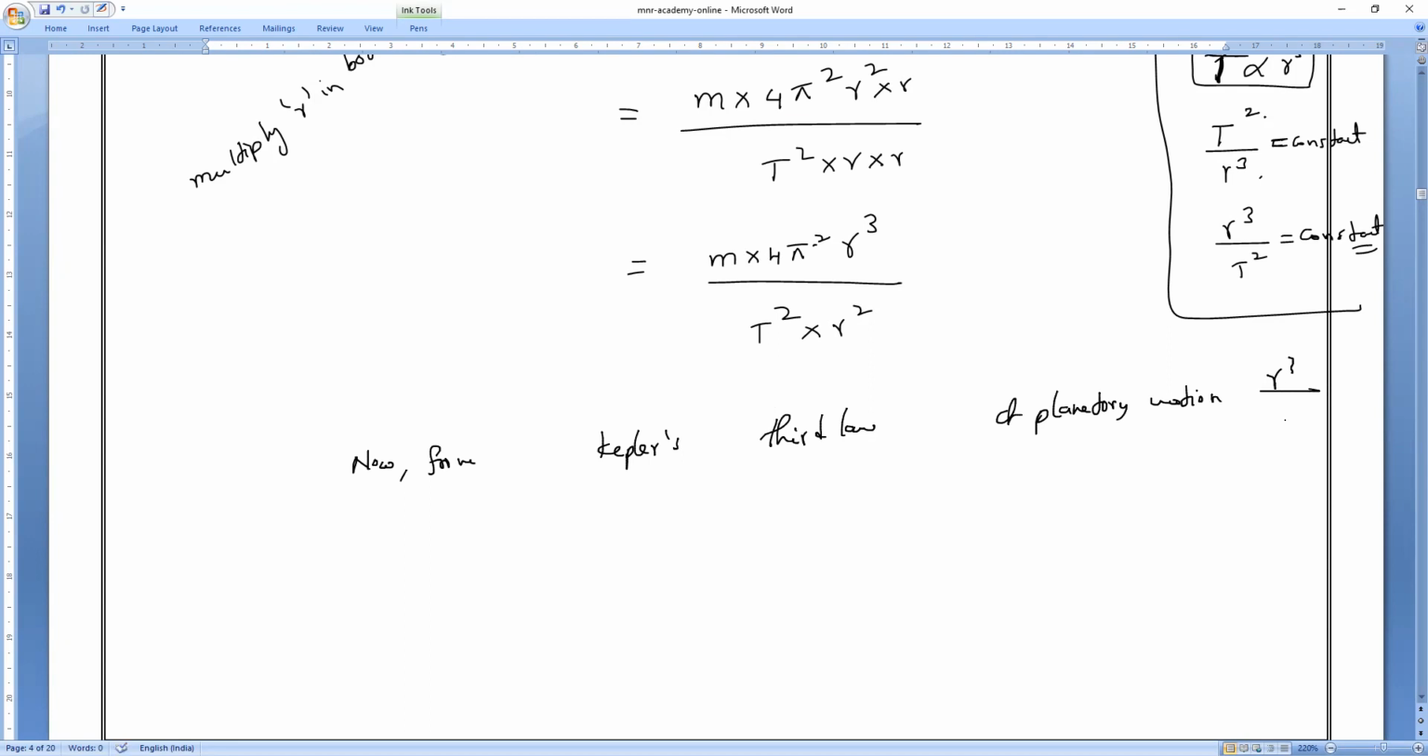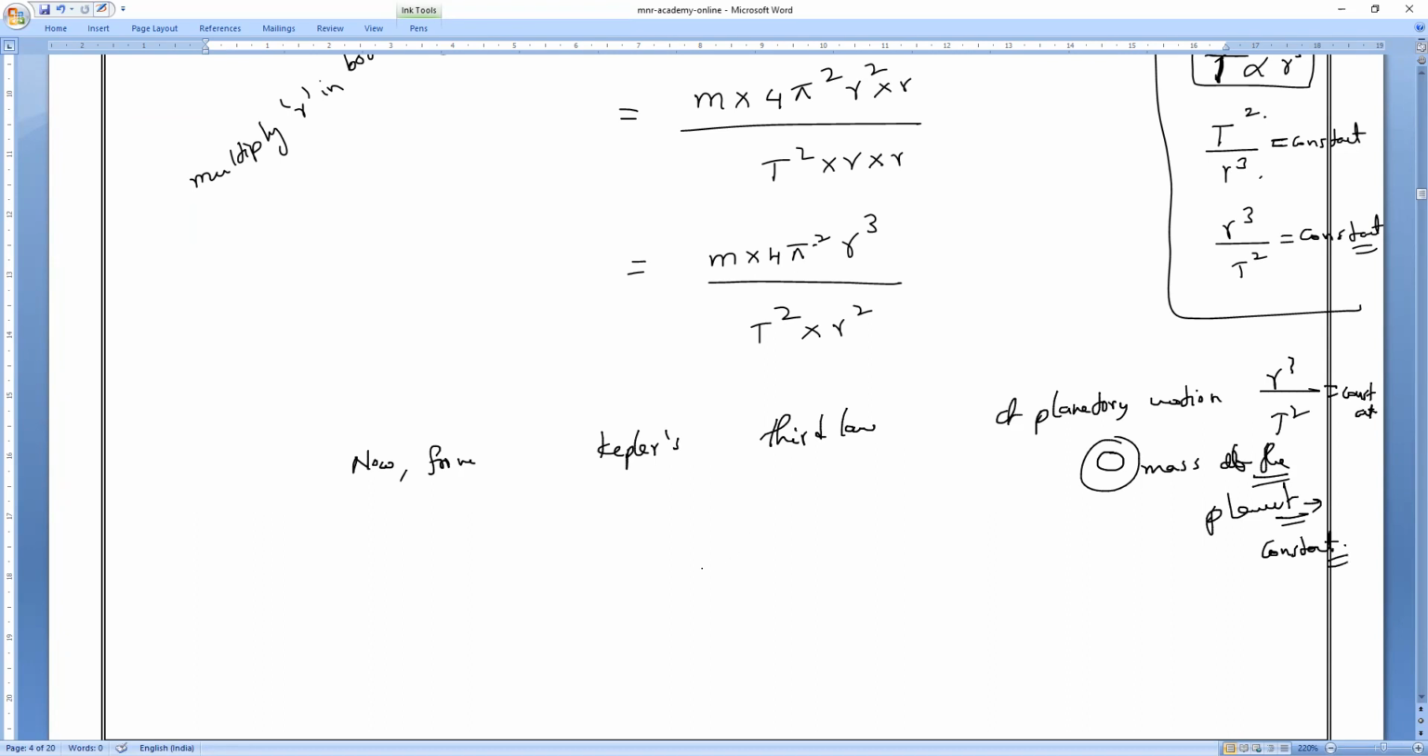r cube divided by T square is equal to what? Everybody? Constant. And something else is also constant. Can you tell me? Mass of the planet. Mass of the planet is also constant. Different planets have different masses, but that particular mass remains what? Everybody, please respond. Constant.